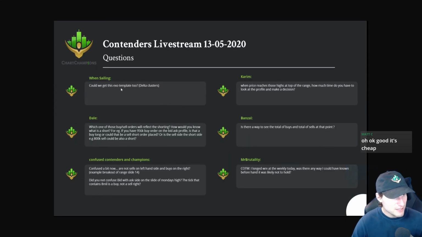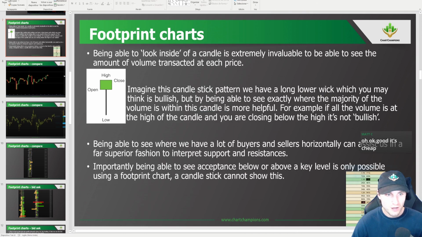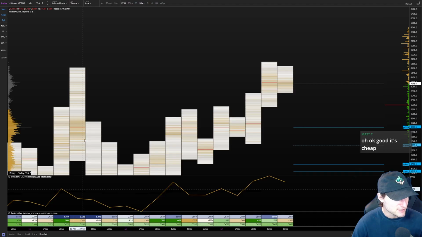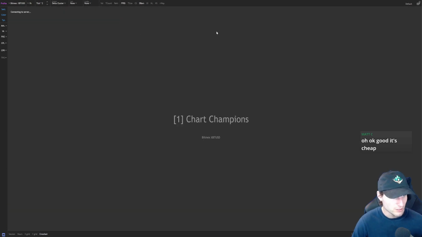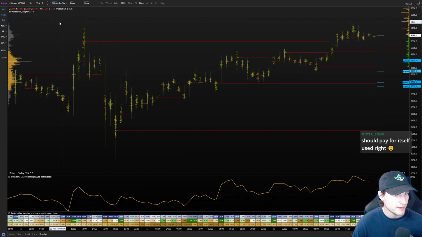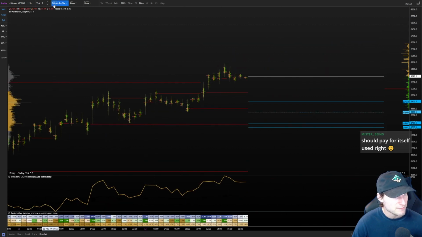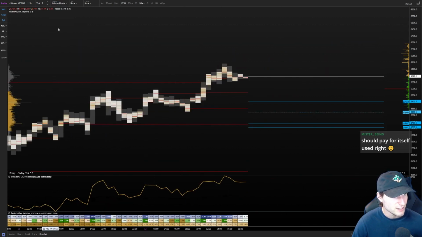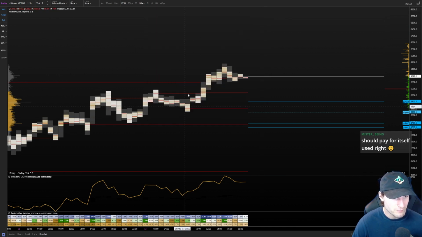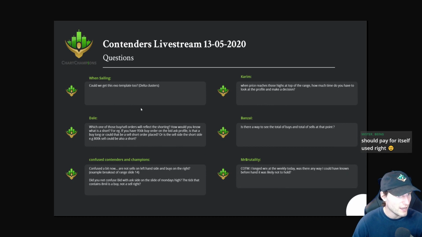Could we get this EXO template to Delta clusters? I have already posted this one in the chat. So in the contenders section general chat, I've posted all the templates. This is just template number 1, and then I'm changing this over to delta clusters, volume clusters, bid ask profile. This is all under the same template. I'm just changing this, so it is all still under that same template, and I have posted this one in the chat under general chat contenders section.